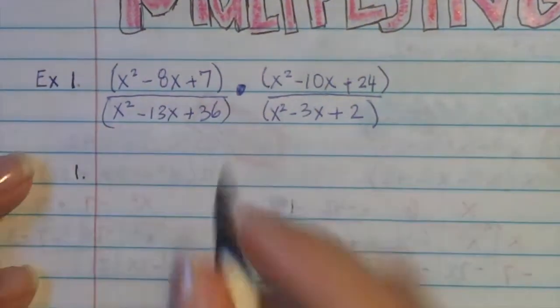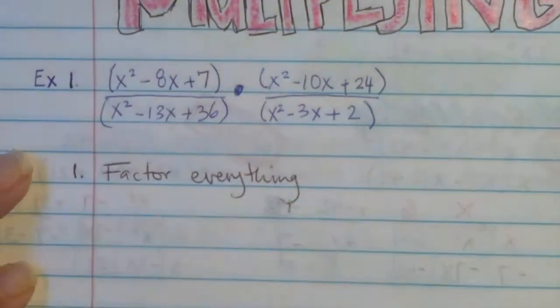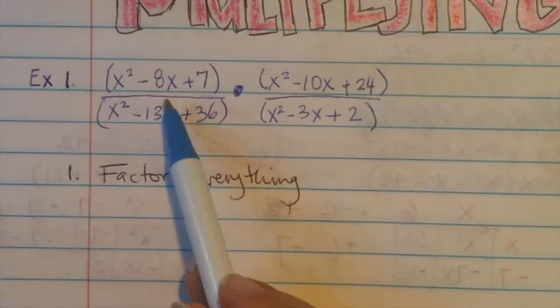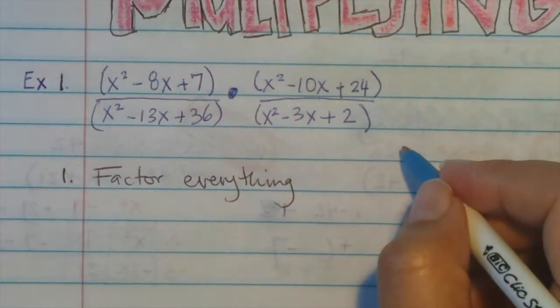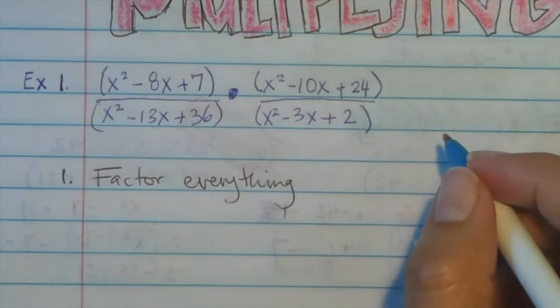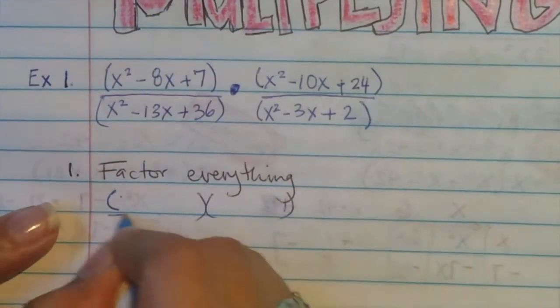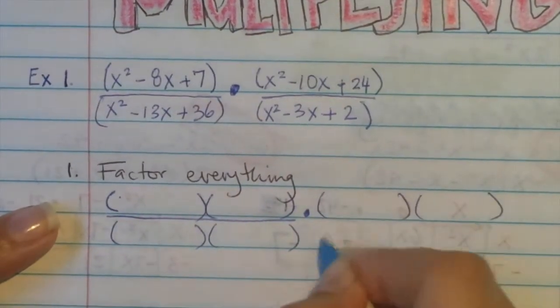So when multiplying, the first step is always going to be to factor everything, and we should be experts at factoring by now. And since we are experts, I'm going to teach you the shortcut now that we know the box method really well. The shortcut is if there's an invisible 1 next to the x squared, all you have to do is ask yourself what multiplies to the last number and adds to the middle.